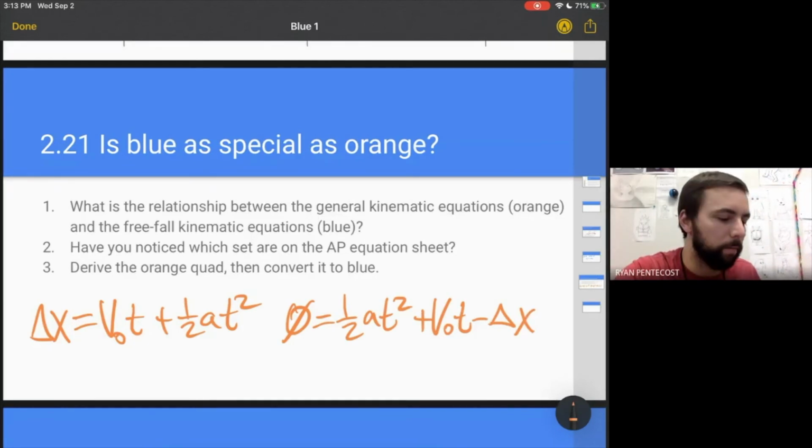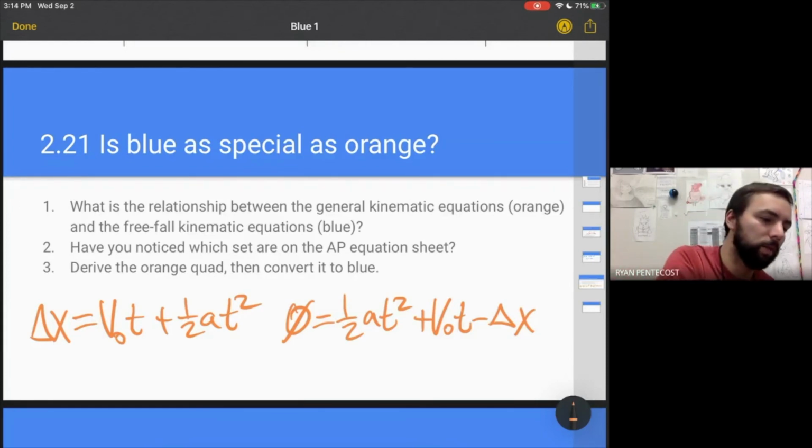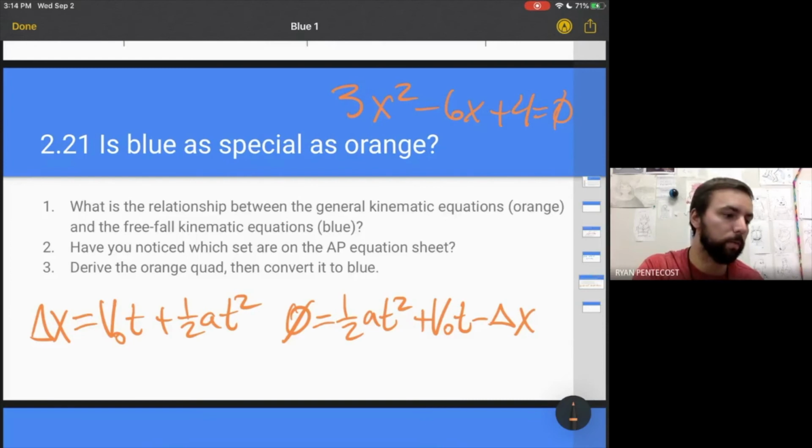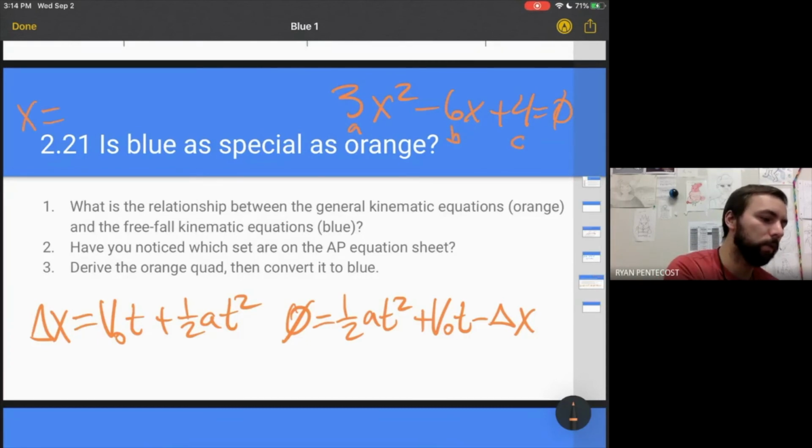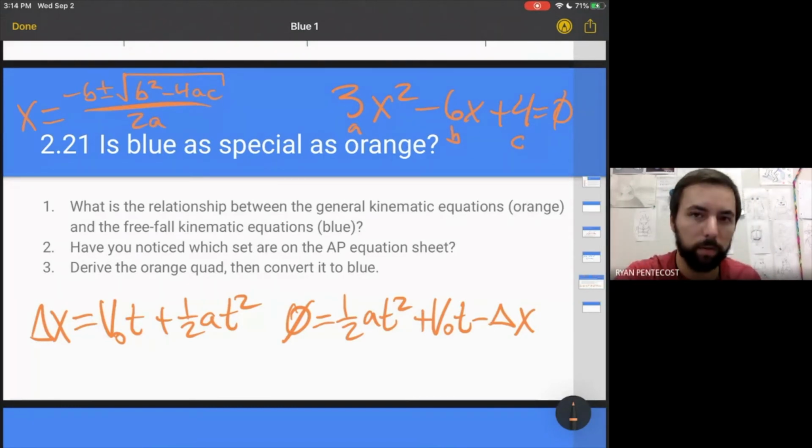Now, if we want to solve this, usually when you have a quadratic, you're solving for x, right? So say you've got 3x squared minus 6x plus 4 equals 0, you can solve for that using the quadratic equation. In the quadratic equation, this is a, this is b, this is c. So you use the equation x equals negative b plus or minus the square root of b squared minus 4ac all over 2a. Now this gets really confusing because we have an a in our equation.